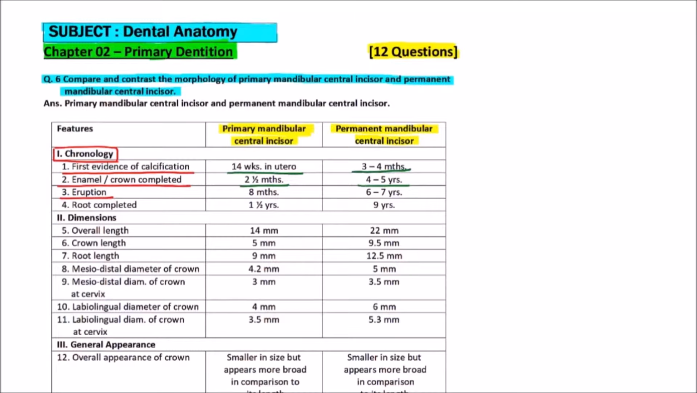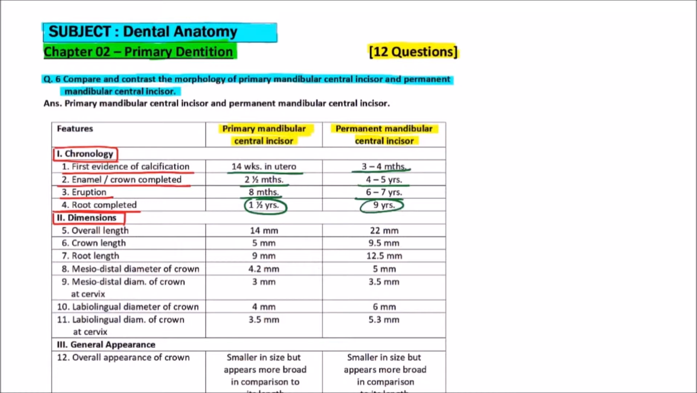Then eruption. Eruption of primary mandibular central incisor occurs by 8 months, while it occurs at 6 to 7 years in case of permanent mandibular central incisor. Root completion occurs by age of 1.5 years in primary mandibular central incisor, and in case of permanent one, it occurs by 9 years. Now the dimensions.